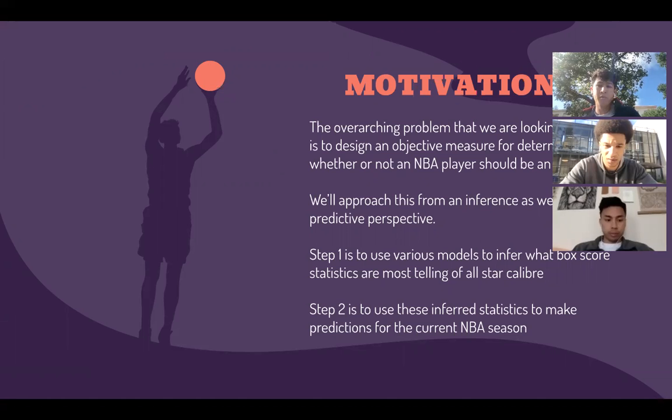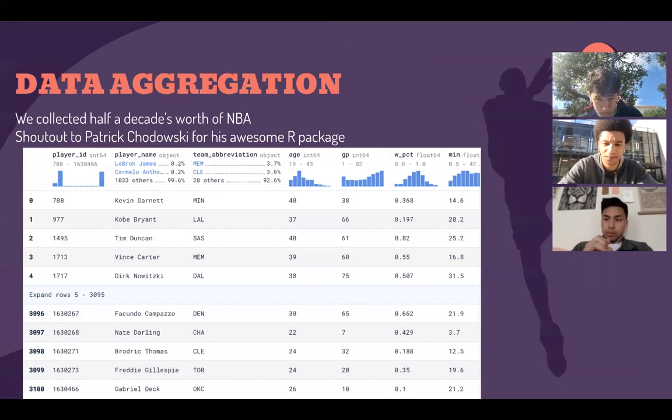The problem our project is looking to solve is to provide an analysis that can give an objective measure for determining who is truly All-Star caliber. In order to do this, we began by collecting player statistics from the NBA API. This was achieved by using the NBAr package developed by Patrick Chodowski. We leveraged this package to collect half a decade's worth of data from 2015 to 2022, with statistics like shooting percentages, efficiency stats, usage rates, and all that jazz.